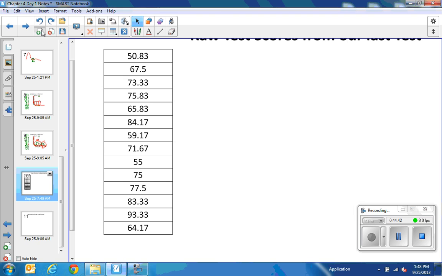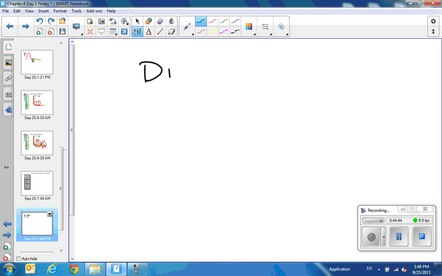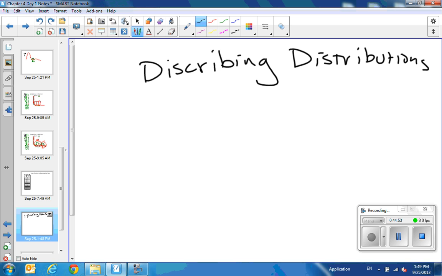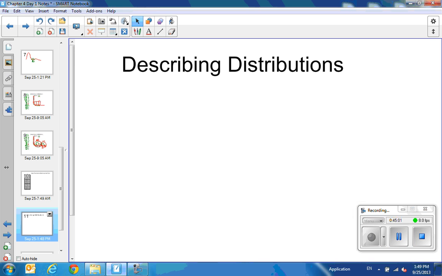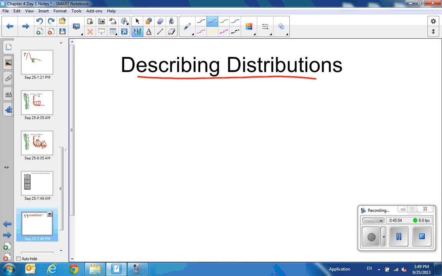Let's summarize this before we move on. Okay. Describing distributions. There are 3 things you're looking for. I've asked these questions over and over again today. What's the first question? Shape. But more specifically, how many modes there are, because I think shape might be confusing with symmetry. What's the next one? Symmetry.